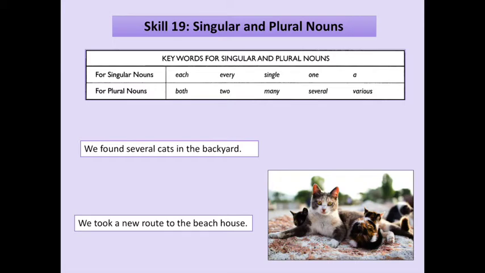Let's look at some example sentences. Number 1. We found several cats in the backyard. Look, here is one of those key words, several. Several is used with plural nouns, like cats. The second sentence. We took a new route to the beach house. A is a key word that shows that the noun should be singular.